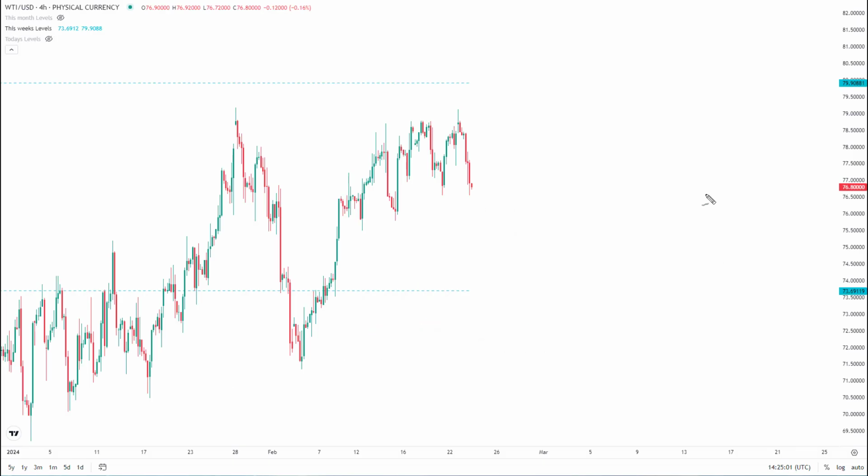Okay, so starting with crude oil, we look at crude oil first every single week. And of course, the price of crude oil affects the rate of inflation in economies and feeds through into markets as well. Bond yields react off of it, etc. We're not really seeing crude oil go very far. We're kind of ranging between 70 and 79.